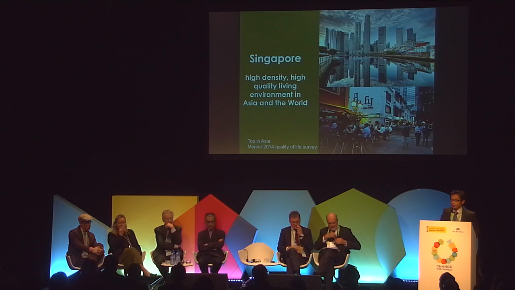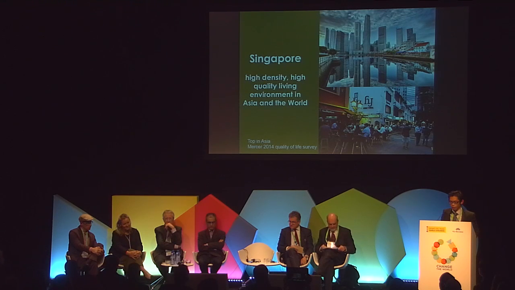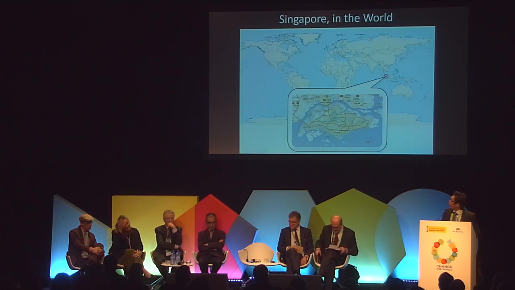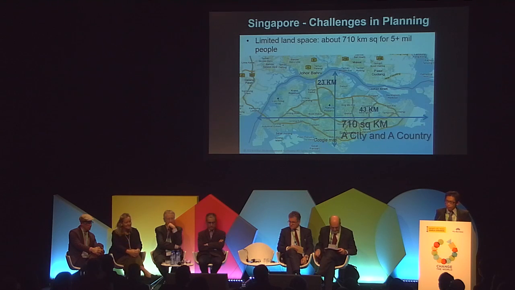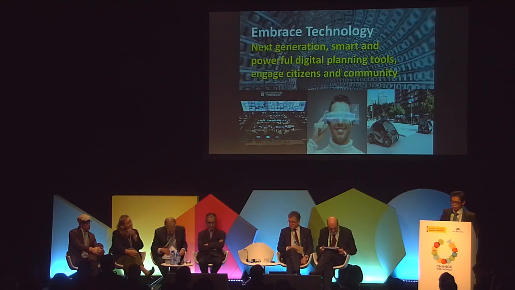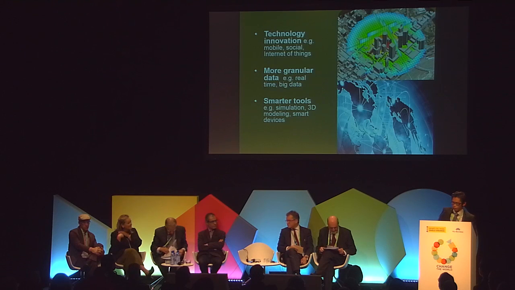Singapore is highly urbanized. We're densely populated, as you can see in the picture. We are rated with a high quality living environment in Asia and the rest of the world. We are located in Southeast Asia. We have very limited land space, covering only about 710 square kilometers and housing about 5.4 million people. Because of that, we embrace technology actively in order to deliver advanced applications to engage our citizens and our stakeholders.